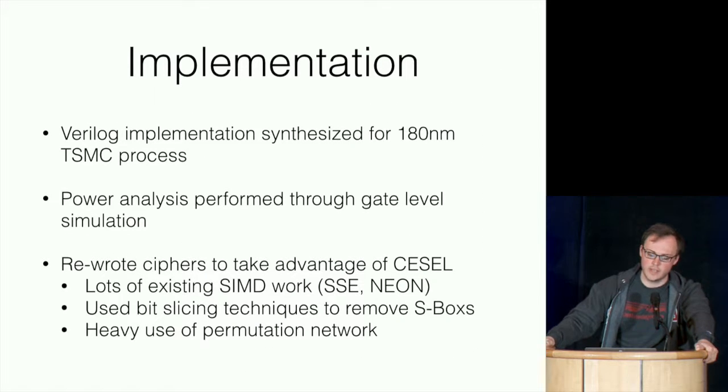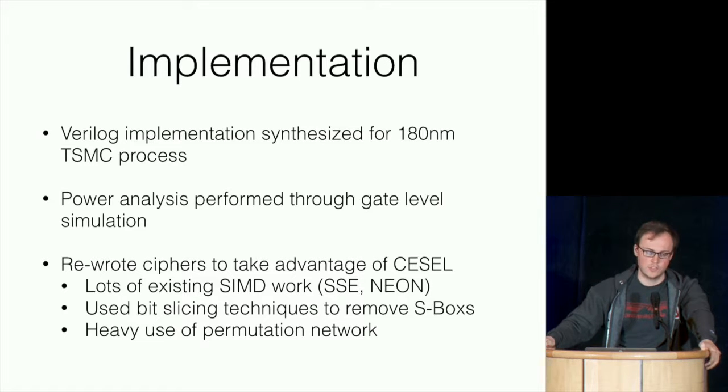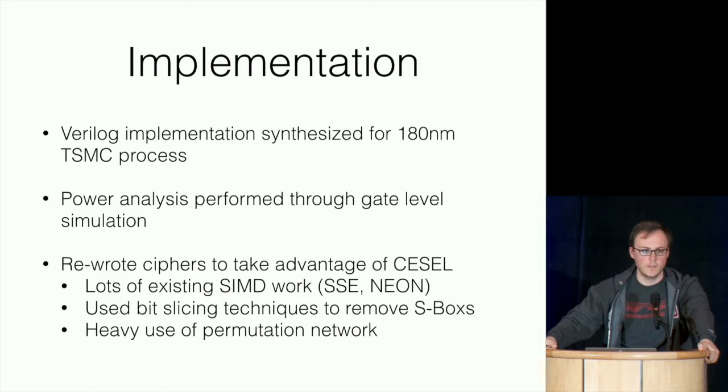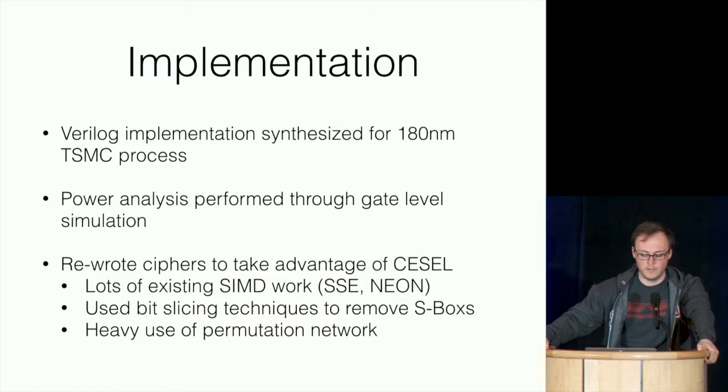So we took this design and implemented it in Verilog and synthesized it for 100 nanometers. We performed power analysis through simulation. We also rewrote a bunch of different ciphers to take advantage of the architecture. And as we had previously said, there are quite a few implementations that already take advantage of this SIMD idea. Additionally, we used these bit slicing techniques to remove S boxes. When I was talking before about using bit slicing to do permutations, there's a whole rich literature on using bit slicing instead of doing lookups. Additionally, we made very heavy use of this permutation network, so it turned out to be very advantageous to include it.